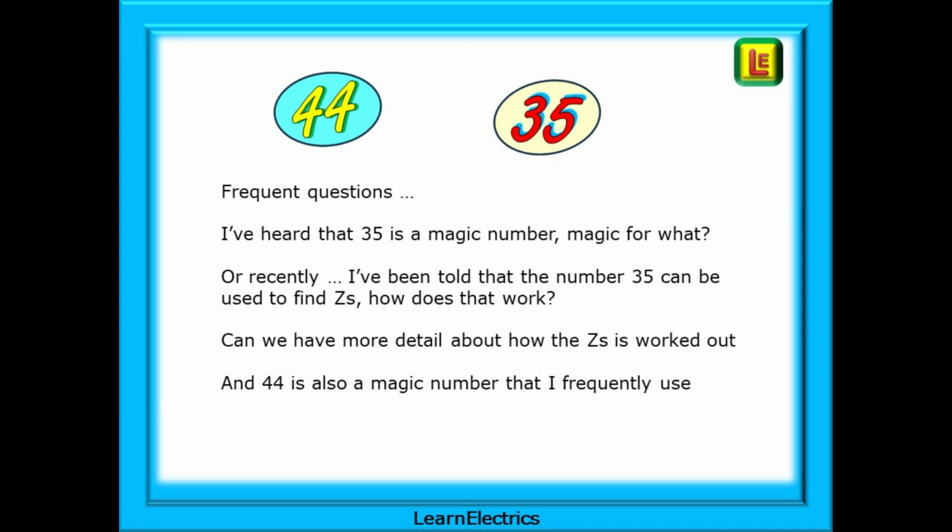There are always frequent questions on this, so it obviously matters to many of us. Questions like, I've heard that 35 is a magic number. Magic for what? Or, very recently, I've been told that the number 35 can be used to find ZS. How does that work? Then we had, can we have more detail please about how the ZS numbers are actually worked out? And 44 is also a magic number that I personally use quite frequently.